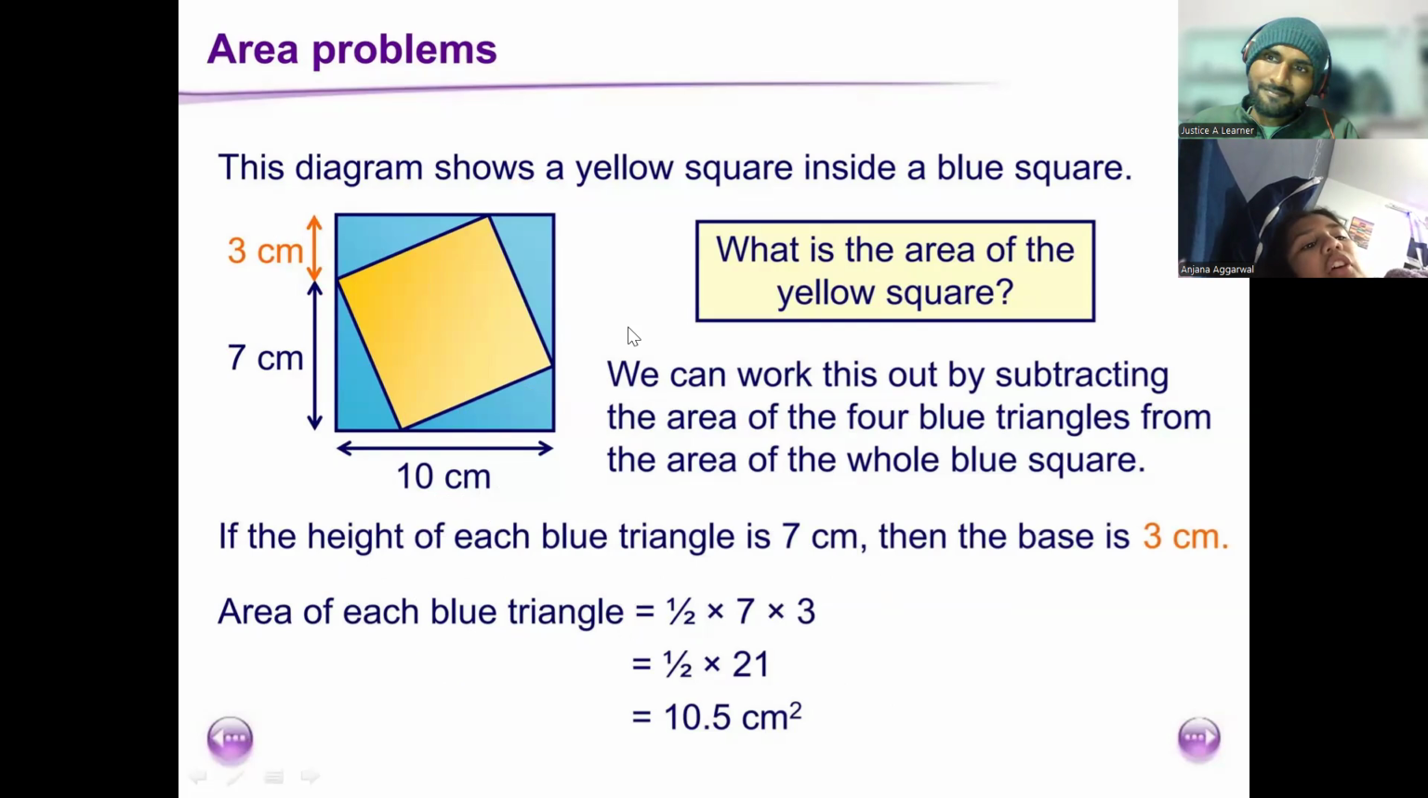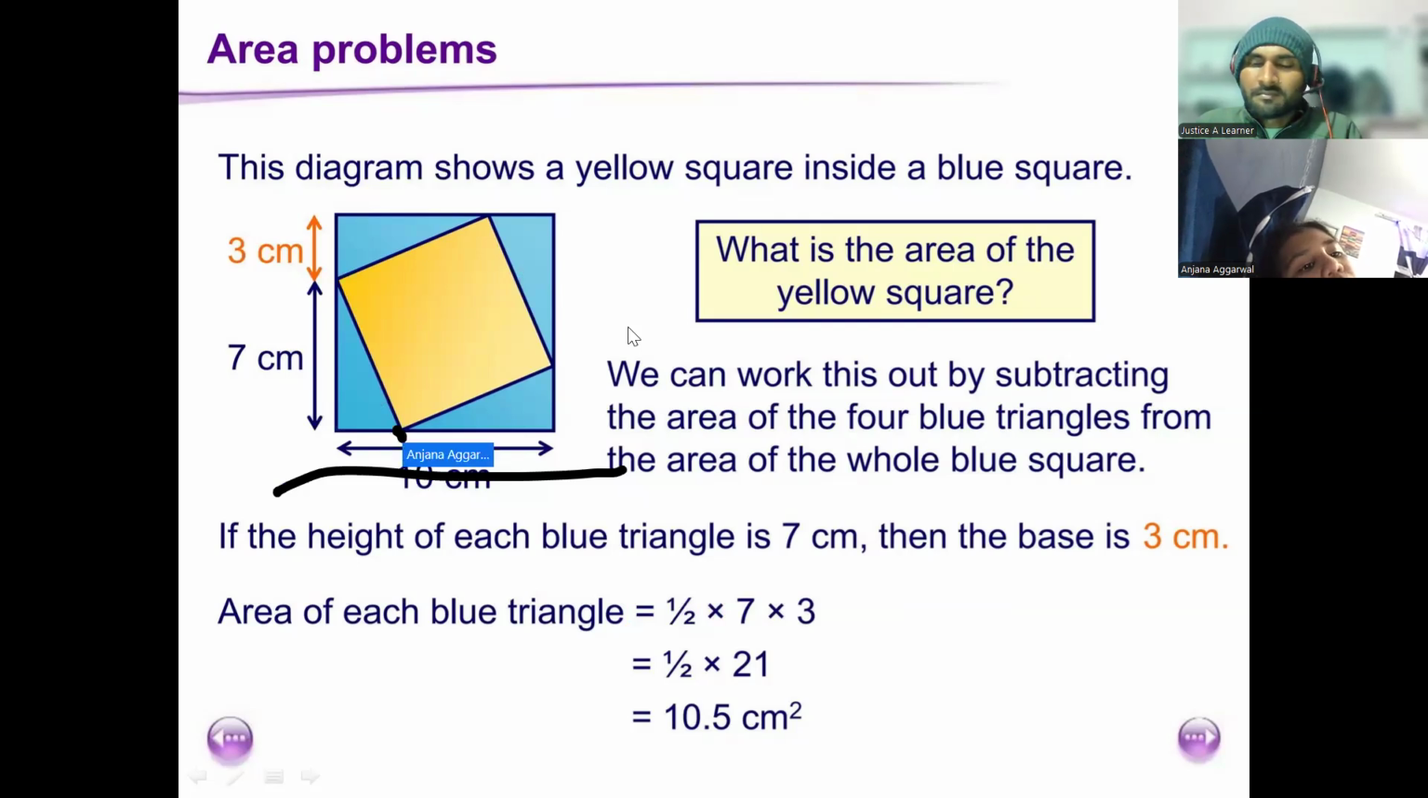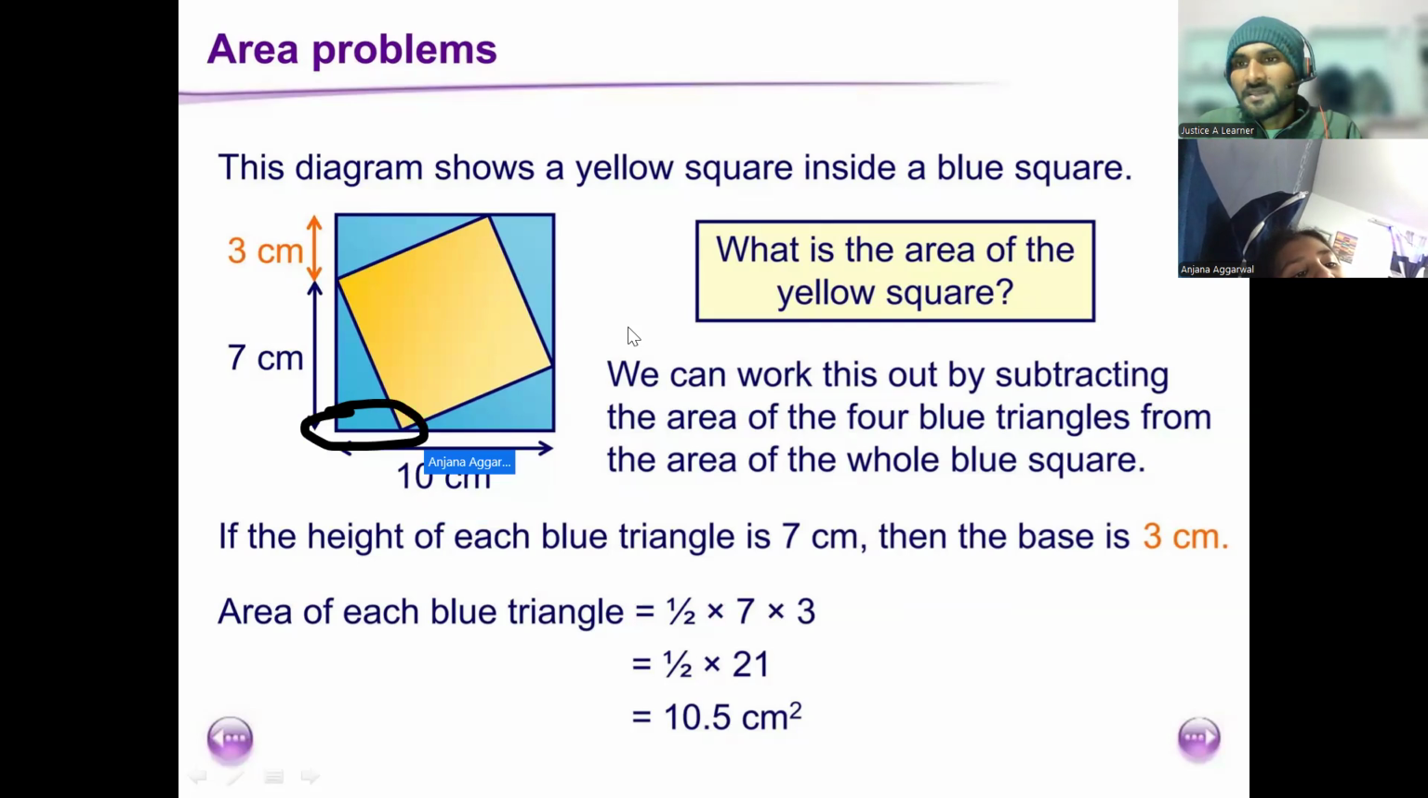My question is, how are you supposed to find the height and base of each triangle? You only need to find one to find the others, obviously, but if this is 10, how are you supposed to know, for this triangle, where is the base? This is given in the question. You can see 7 and 3. One side it is given, right.